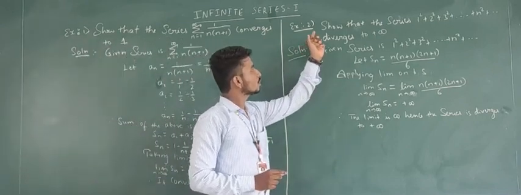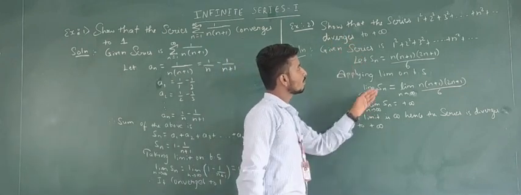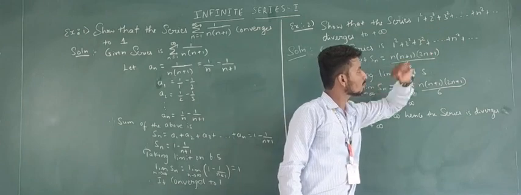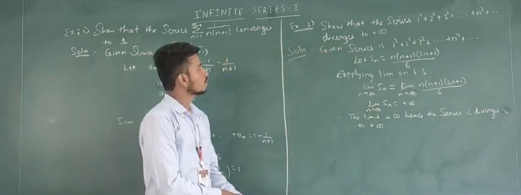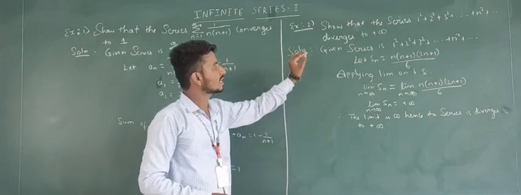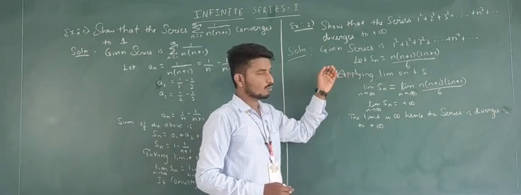The second problem is: show that the series 1 square plus 2 square plus 3 square plus so on plus n square plus so on diverges to plus infinity. So we have to show that the given series diverges to plus infinity. Solution: the given series is, we have to write the given series.